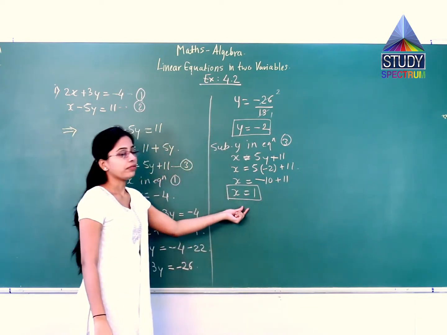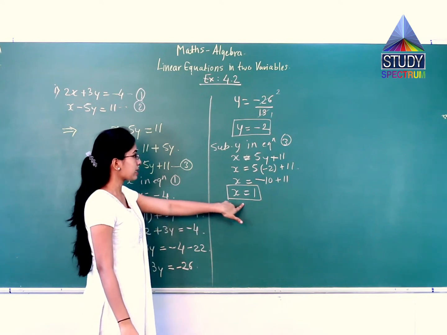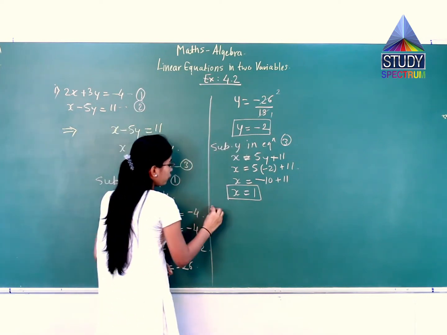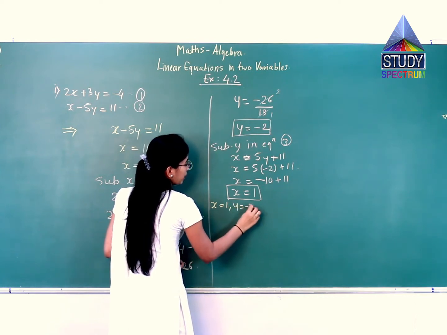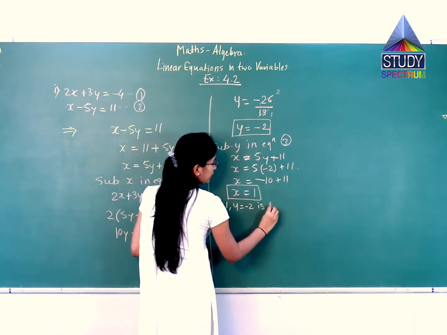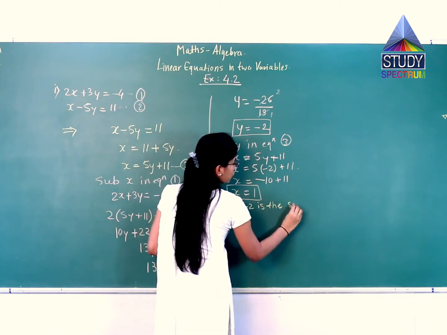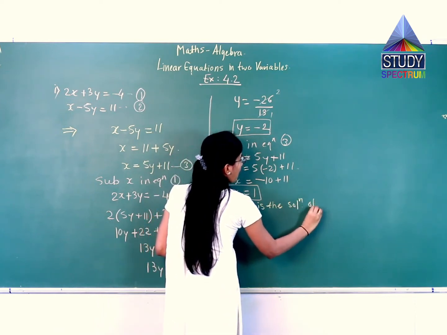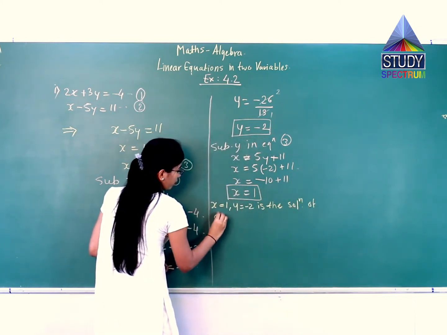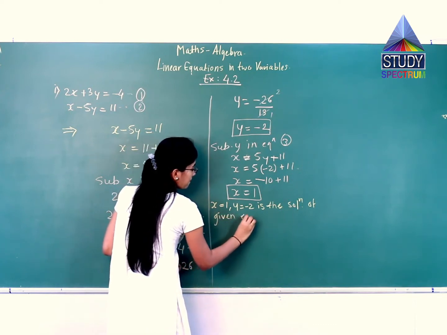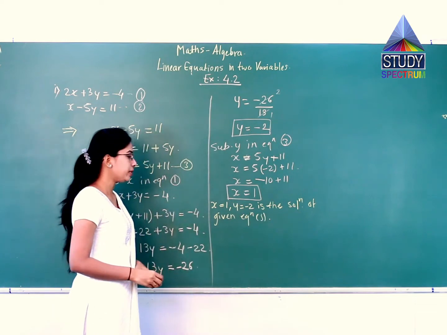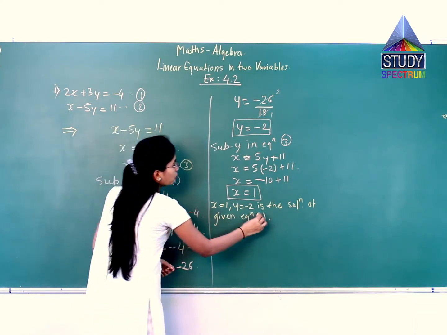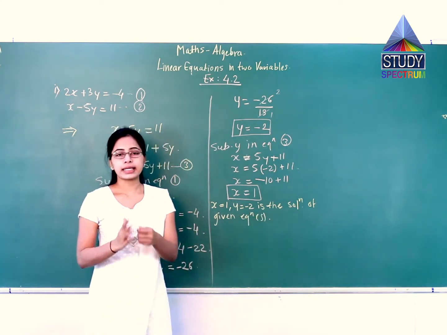So now you can see we got both the values x and y. So while writing you will write x is equal to 1, y is equal to minus 2 is the solution of given equations. Very simple. Now let us solve the next example.